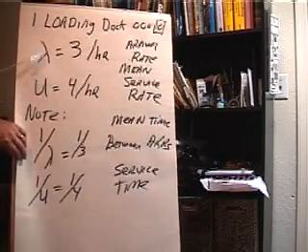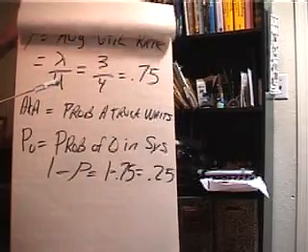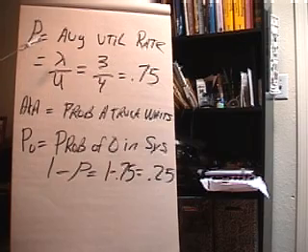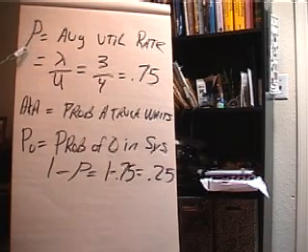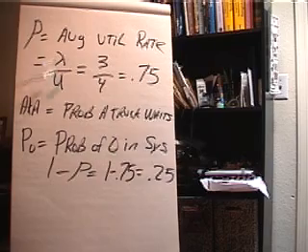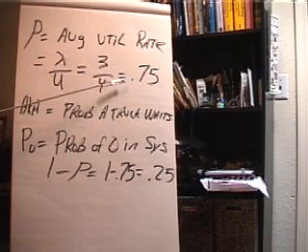Okay, so given these two numbers and a bunch of assumptions, we can calculate a number of different things and then analyze our system. When I talk about the system, I mean the whole thing, the queue and the service. The first thing is rho. Rho is the average utilization rate. And you calculate rho by taking lambda over mu. So in this case, it's just 3 over 4, or 0.75. That's the utilization rate. So 75% of the time, this loading dock is busy.